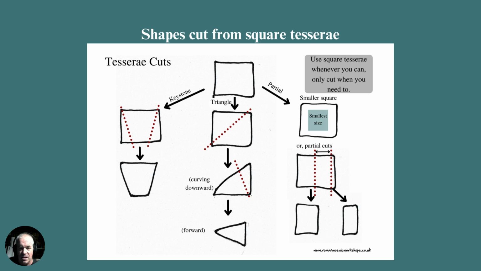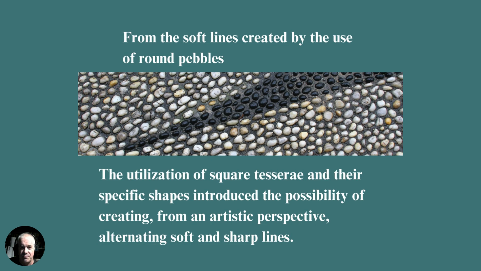This is a cutting guide that I used, and you can see at the top there's our square tessellite, and you can see the number of different shapes. This is fairly confined; you're going to get so many very slightly different shapes, but these are the main ones that you can use.